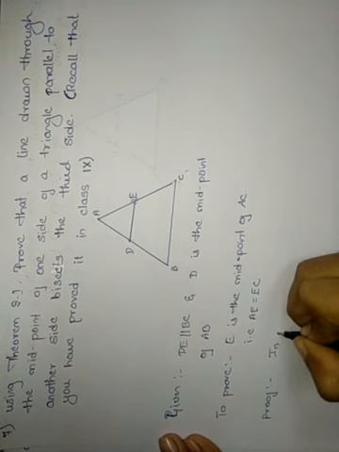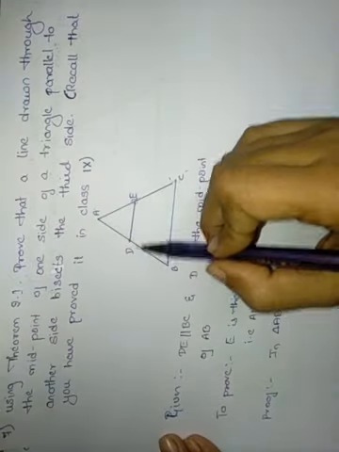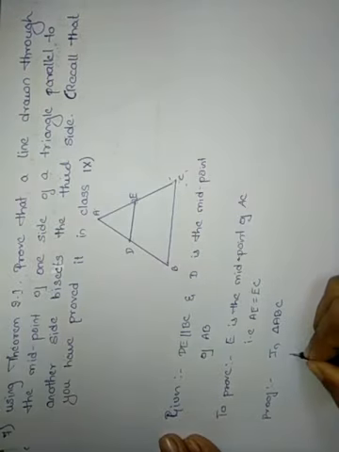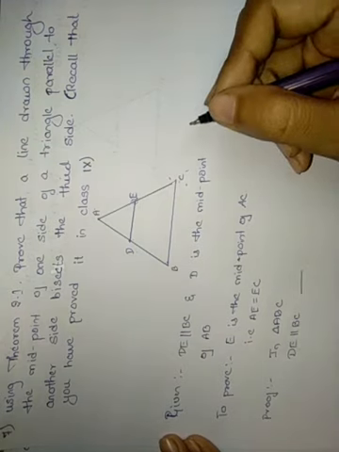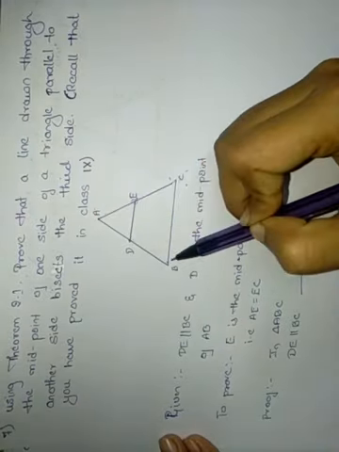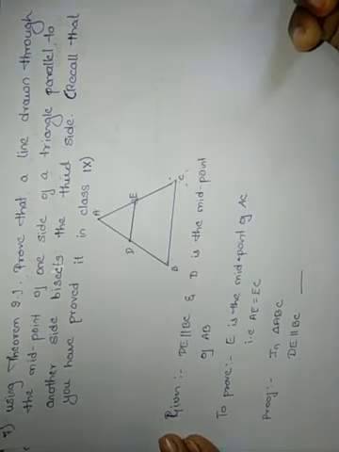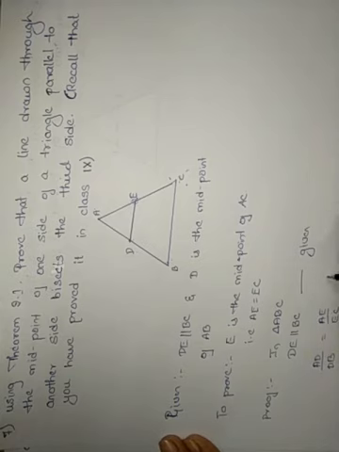Let's begin the proof. In triangle ABC, they have given DE is parallel to BC, right? If DE is parallel to BC, then by the basic proportionality theorem, we can say that AD divided by DB is equal to AE divided by EC. Yes or no? So we can write that AD divided by DB is equal to AE divided by EC. This is by the basic proportionality theorem.